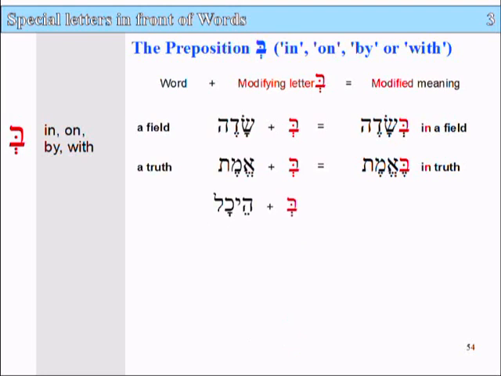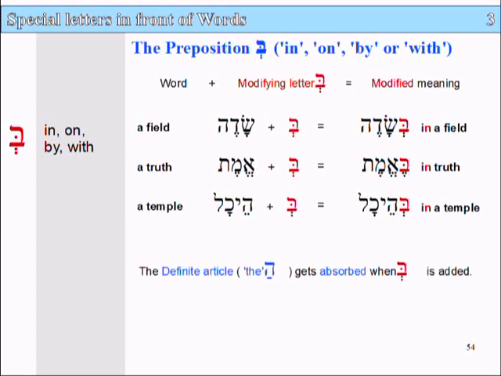If we take the word for temple, heychal, and we add the bet, we get baheychal, baheychal, in a temple, in a temple.